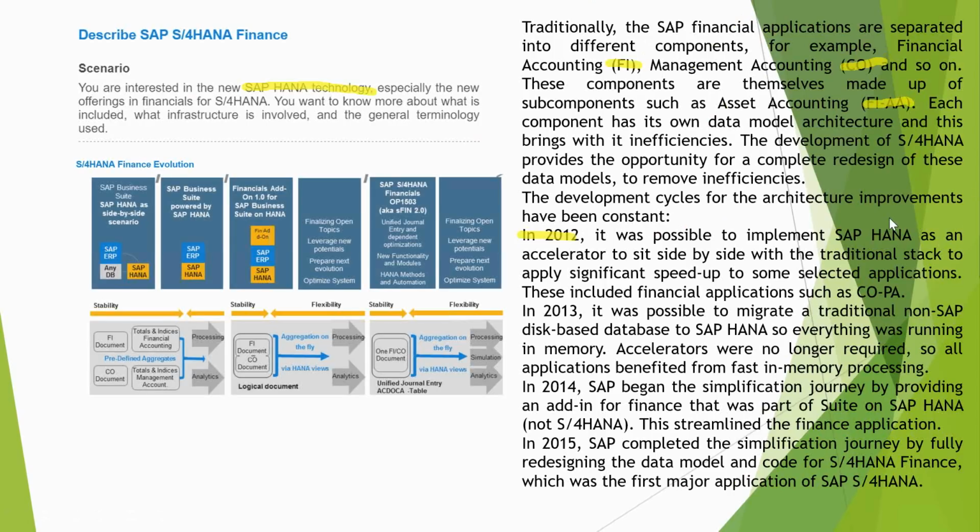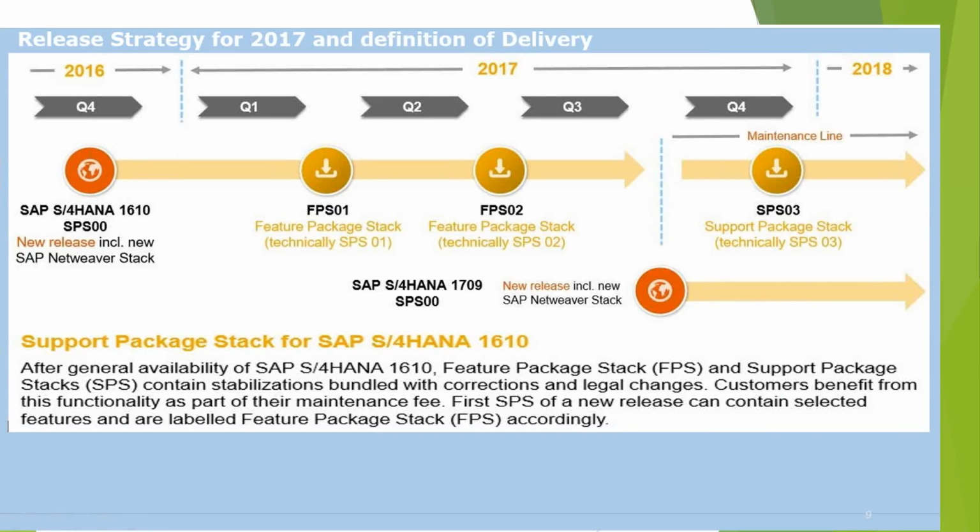Okay, so instead of talking more about the theoretical part, I'll go to the system also. Before I go to the system, I just wanted to show what the release strategies are. You would have heard about multiple versions like 1503, 1509, 1510, 1511, or 1610. Now we are talking about 1709.